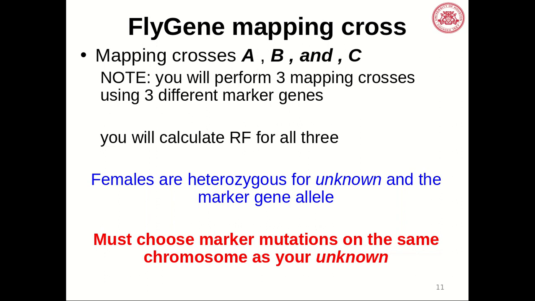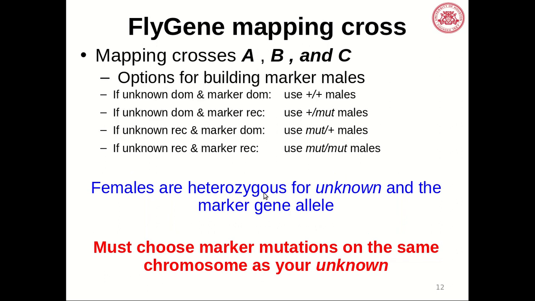We're doing mapping crosses A, B, and C, and you'll perform mapping crosses on 3 different marker genes. Now, the marker genes are the ones that we kind of know where they're at. We know they're there, and we're going to be trying to find out where the other genes are in reference to these marker genes.